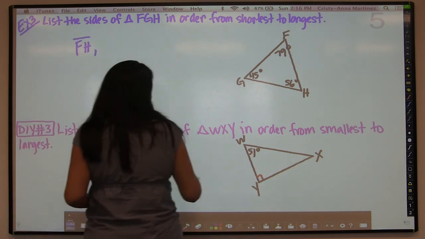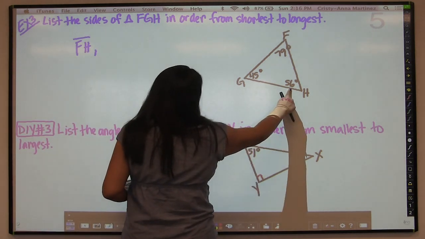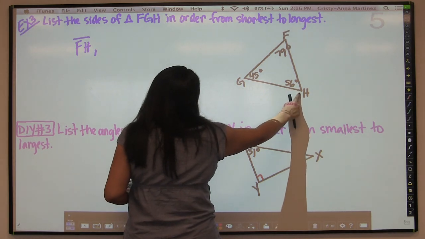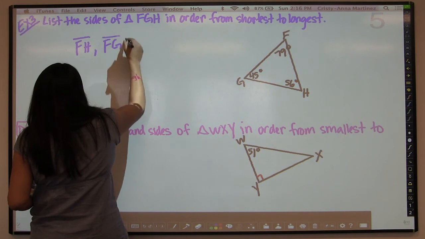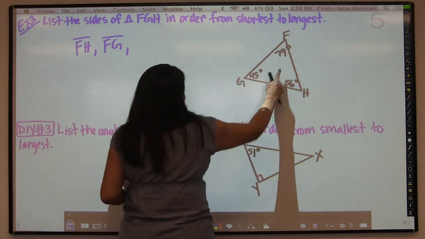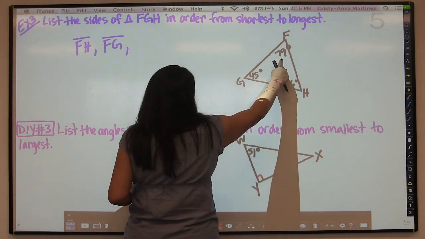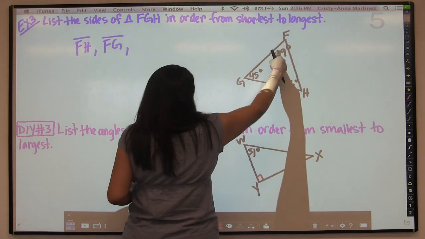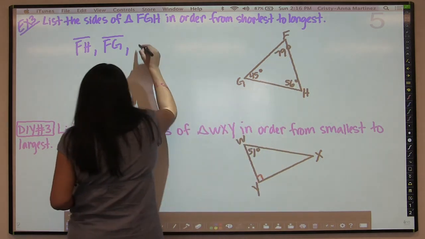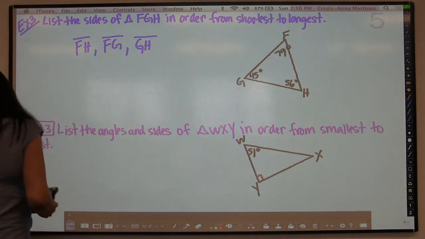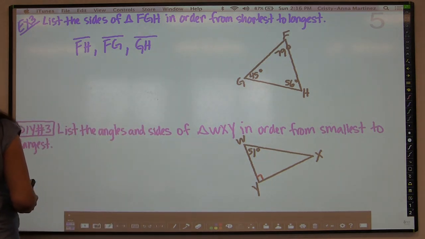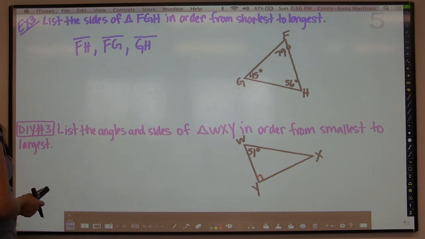And then the next biggest is 56, and 56 is angle H, so opposite angle H is FG. And then lastly, opposite 79, which is the largest angle, and that's angle F, so opposite F is GH. And there you go. So for this example, you're going to have FH, FG, and then GH in that order.